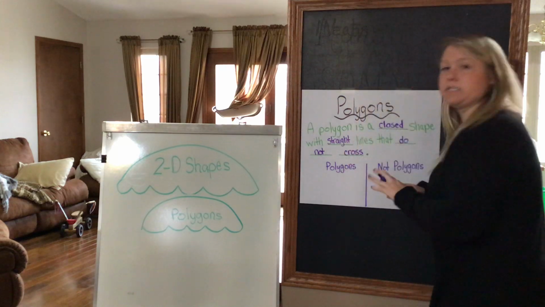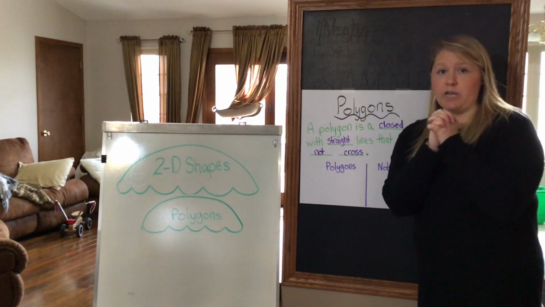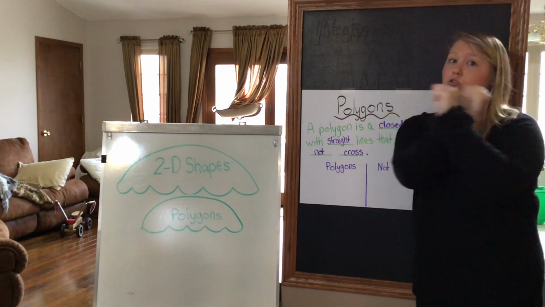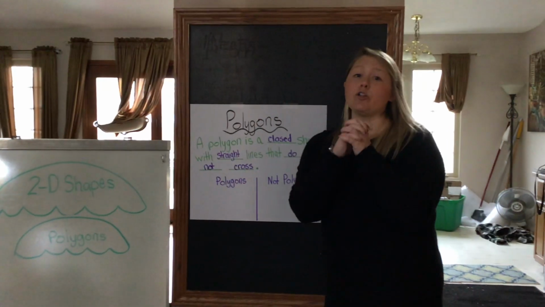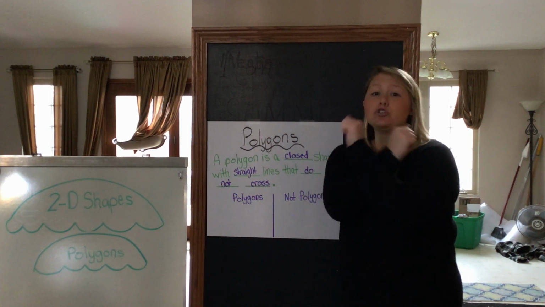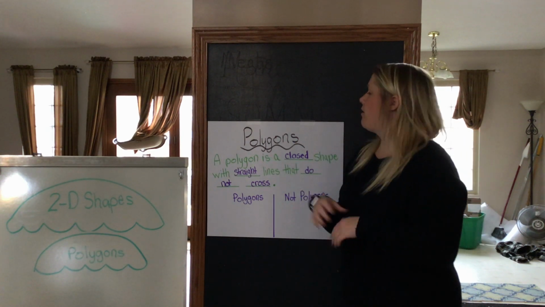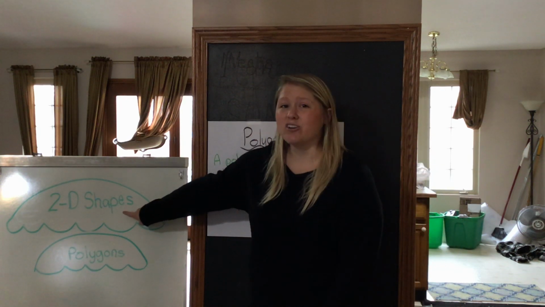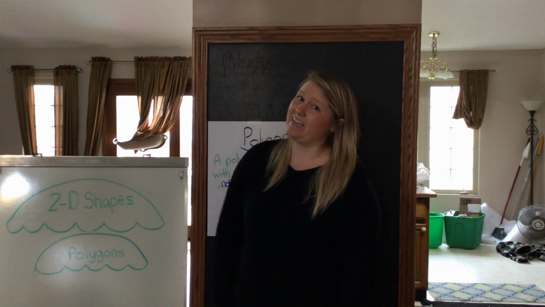Now I have a little trick to help us remember this, so I'm going to do it. A polygon is a closed shape with straight lines that do not cross. Okay, I want you to do that with me now. Ready? A polygon is a closed shape with straight lines that do not cross. Okay, we're going to look at some shapes and decide if they're a polygon or not. So be thinking about these things when we decide. And remember, this is under our 2D umbrella, meaning it has to be two-dimensional. If it's not flat, then it can't be a polygon.